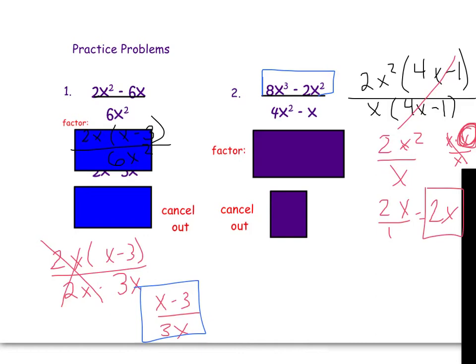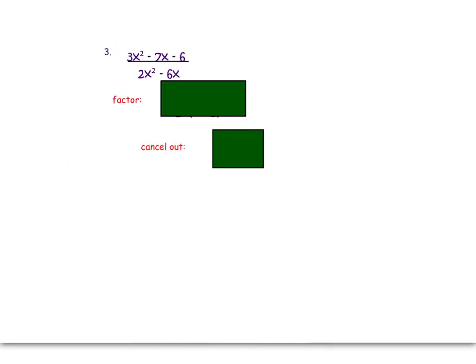Alright, we'll keep practicing. Last one. We've got 3x squared minus 7x minus 6 all over 2x squared minus 6x. I want to factor both of those to the best of my abilities.